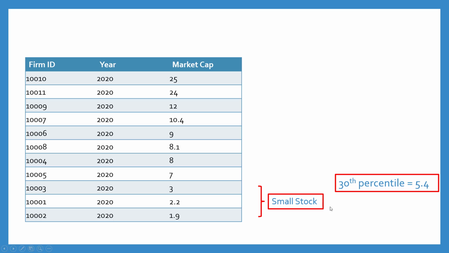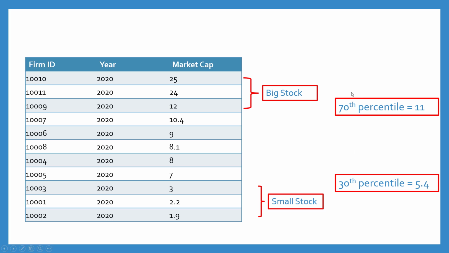Now, it is not necessary to divide stocks on just the basis of median. We can use percentile. So let's just say we calculate the 30th percentile, which happens to be 5.4. All those stocks that are less than 5.4 would become small stocks. If we were to divide them into 3 portfolios, let's just say we use the 70th percentile. So all the stocks that are greater than the 70th percentile, which in this case is 11, would become big stocks. And all the remaining stocks would become the median size stocks.